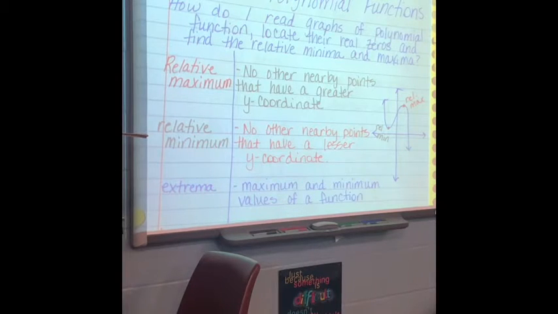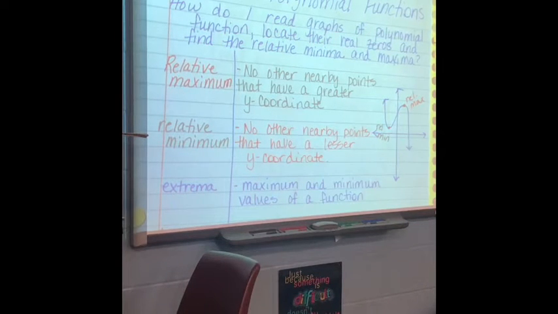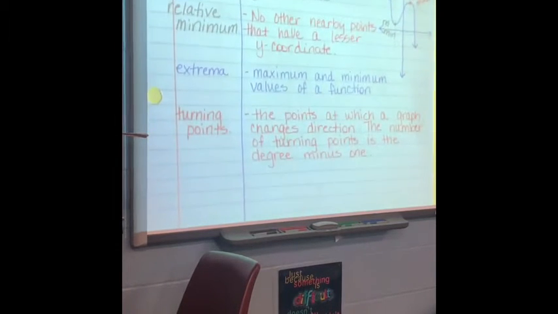Relative minimum and maximum actually happen everywhere there's a high point and a low point, okay? So basically the turning points are your relative mins and maxes. It's where I'm decreasing and I hit a turn, that point is now a relative min. As I'm increasing and I hit a turn and go back down, I've reached a relative max, okay? So when there's no other nearby points that have a greater or lesser y coordinate.